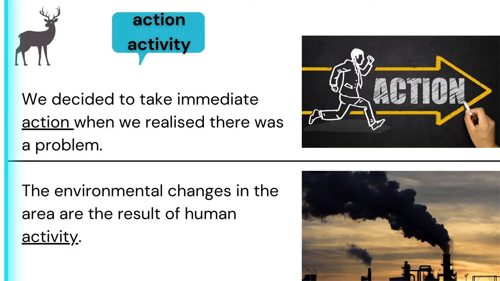The environmental changes in the area are the result of human activity. Okay, so why is the first one action? Well, it has to be action because that's something that is done, right? And they need to take action to solve the problem. The environmental changes in the area as a result of human activity. That means human activity, the state of being active.